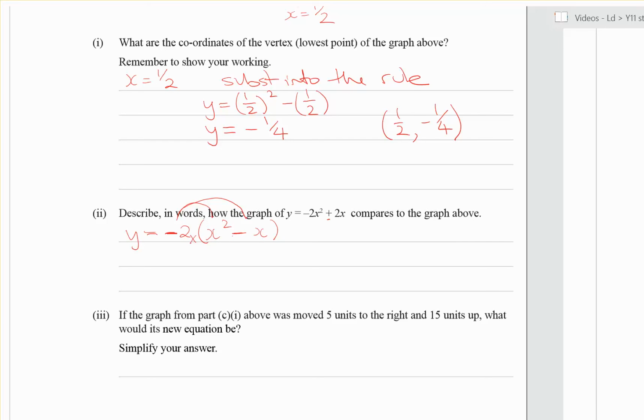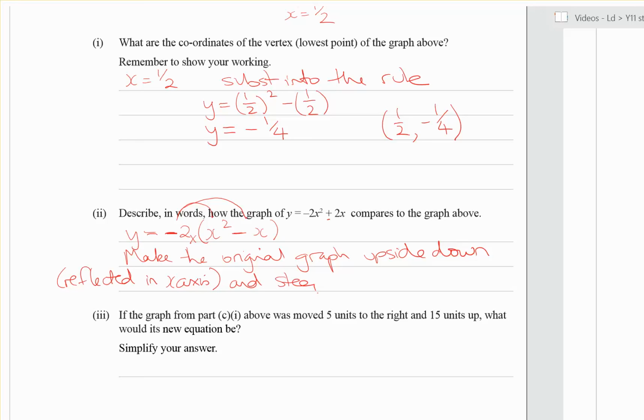So all we've done is we've multiplied the original graph by negative 2. Now what that's going to do is turn the graph upside down. It will make the original graph upside down. And the maths words for that, if you can remember, is to say reflected in the x-axis. And of course it will be steeper by a factor of 2, or twice as steep.